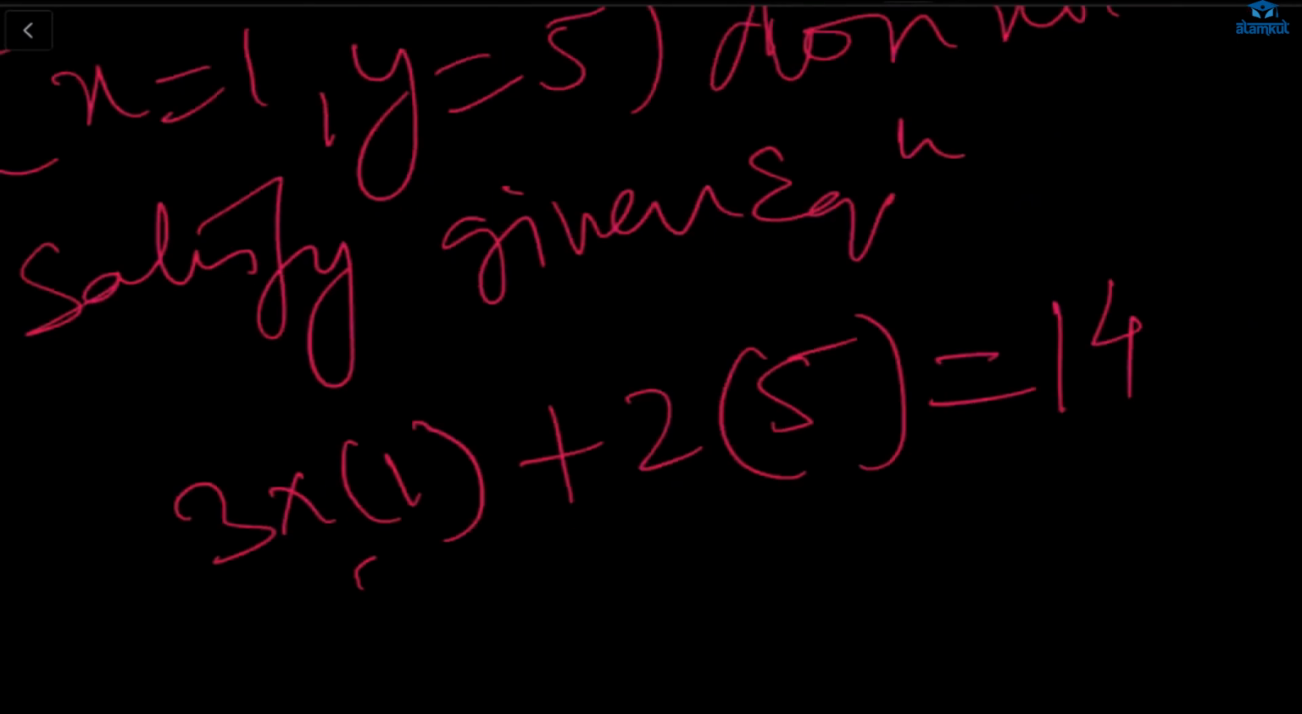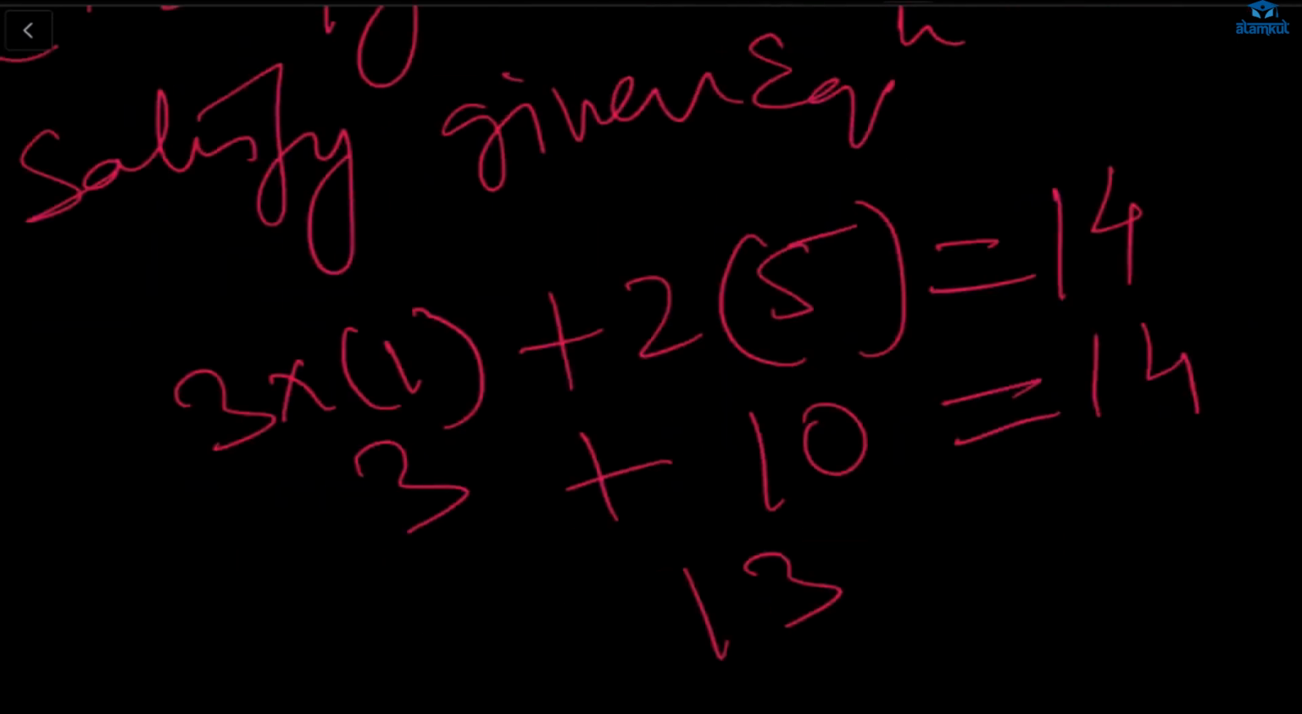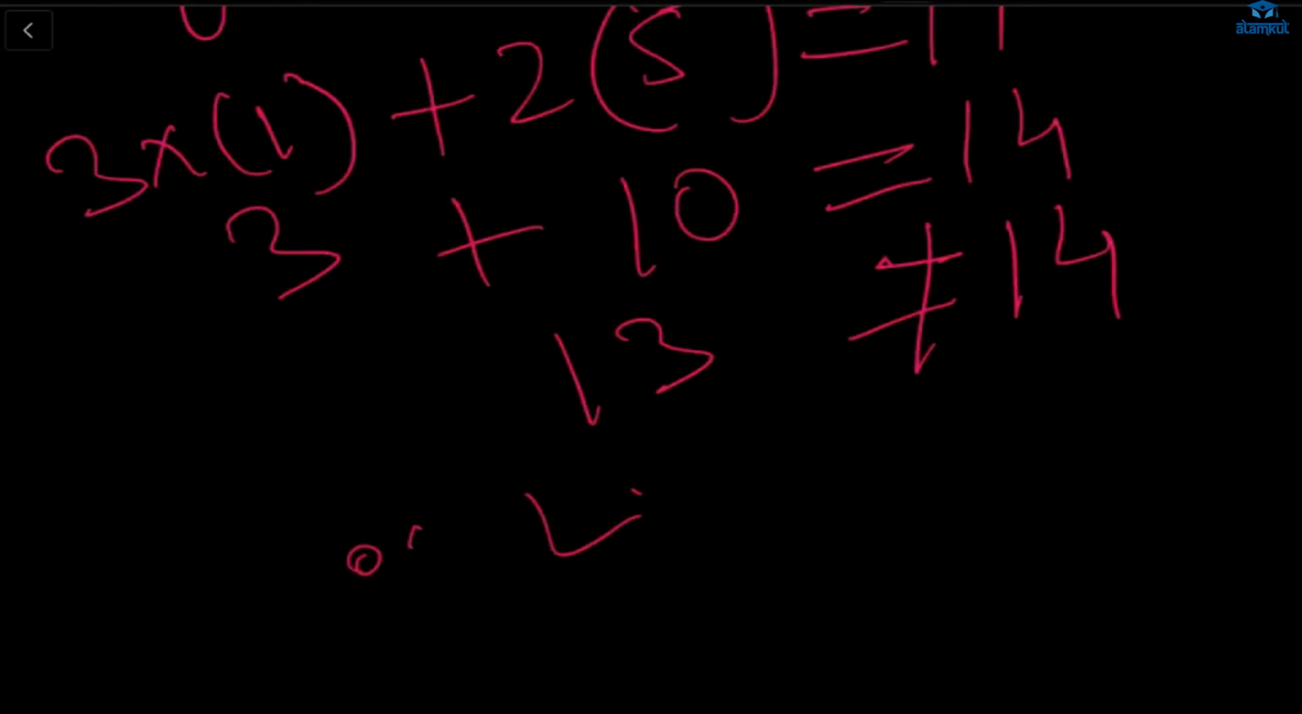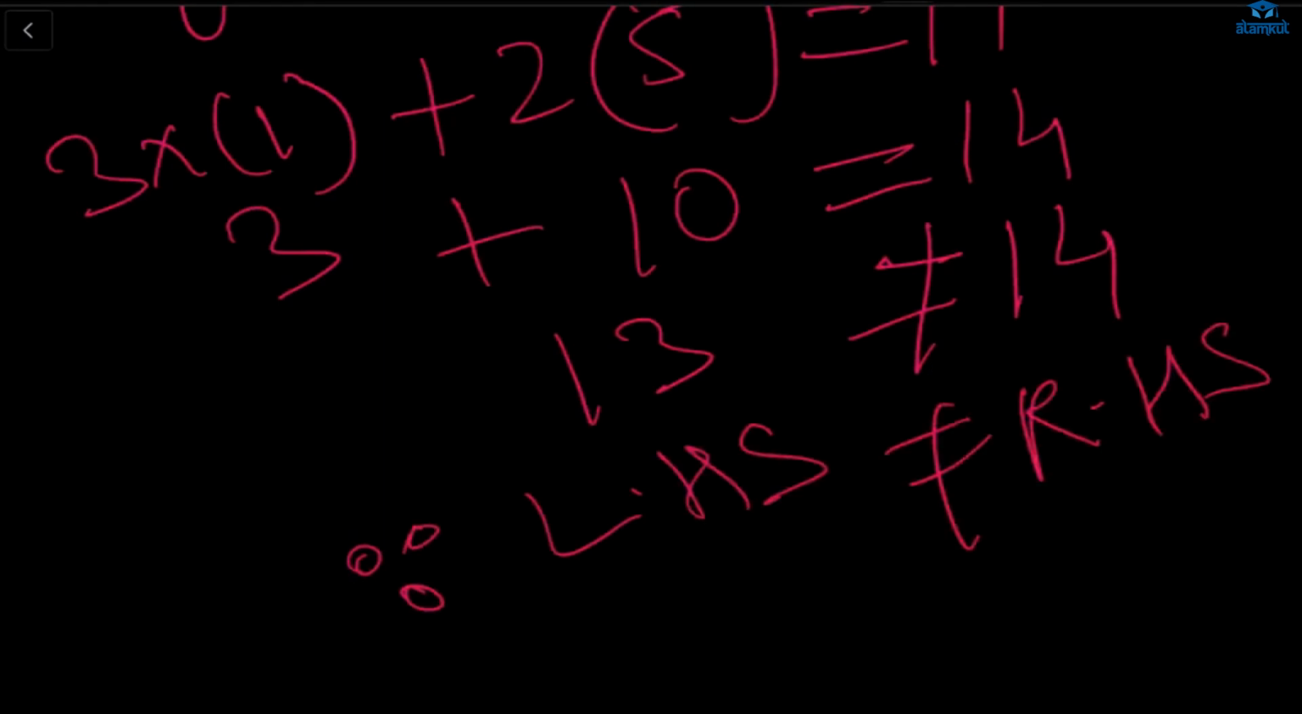Now 3 ones will be 3, plus 10. Ma'am, it will be 13 equals 14. 13 is not equal to 14. We know that 13 cannot be equal to 14. Can any mathematician prove that 13 is equal to 14? No. So we already know that 13 is not equal to 14. That means this point does not satisfy the equation. I have checked it. Since LHS is not equal to RHS, x equal to 1, y equal to 5 does not satisfy the equation.